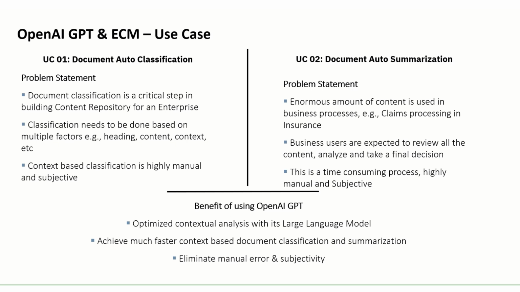The benefit of using OpenAI's GPT models is that they are highly optimized large language models, and they achieve much faster context-based document classification and summarization, and they also eliminate manual error and subjectivity.